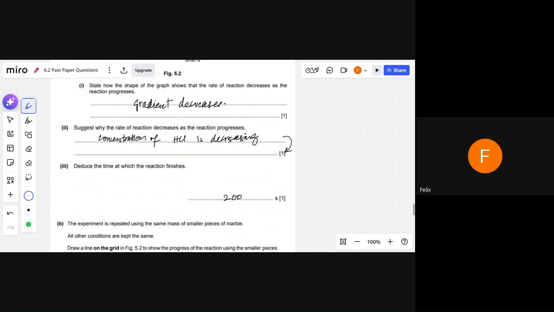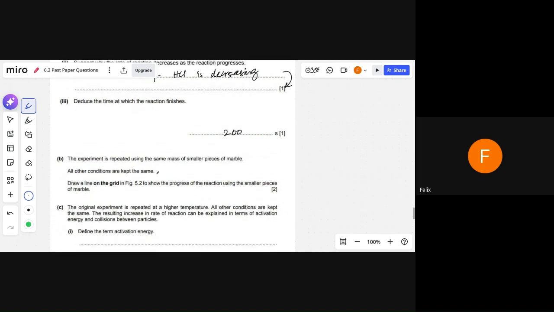All right, next question: the experiment is repeated using the same mass of smaller pieces. Again, surface area is increased when the marble is crushed into smaller pieces. All other conditions are kept the same. Draw a line on the grid in figure 5.2 to show the progress of the reaction using the smaller pieces.